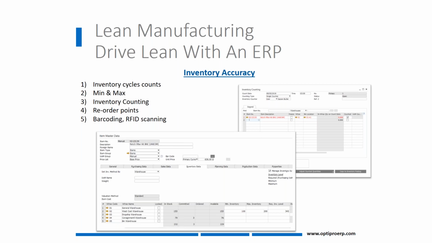So again, it helps the organization. Inventory counting, again, you really can't stress that enough. Reorder points, another way of ensuring that you have what you have when you need it. Again, it's a transition. It supports what you do today as you move toward lean.